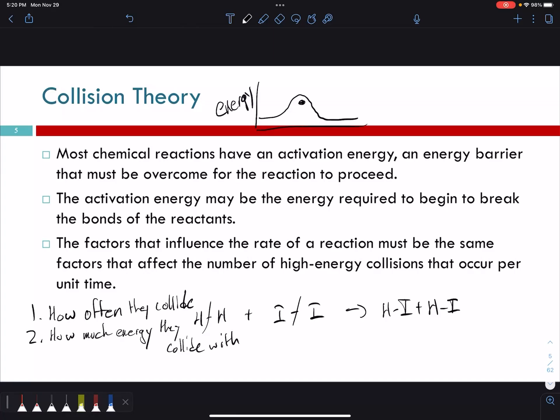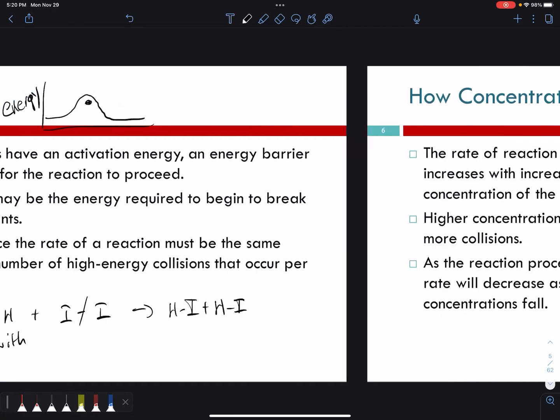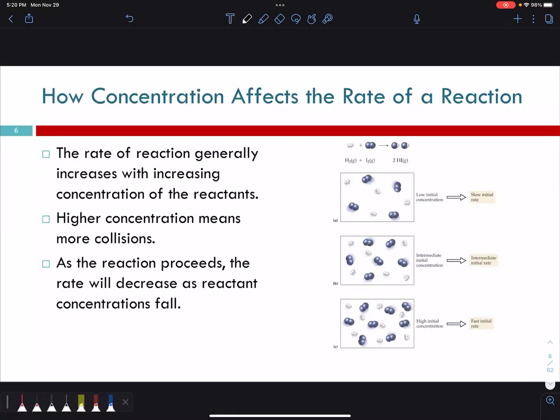So those are two major factors that are the underlying theory for what determines reaction rates. The rate of reaction generally increases with increasing concentration of the reactants. If we have more things to react in the same amount of space, they're going to be colliding more often. So we've increased the number of collisions.